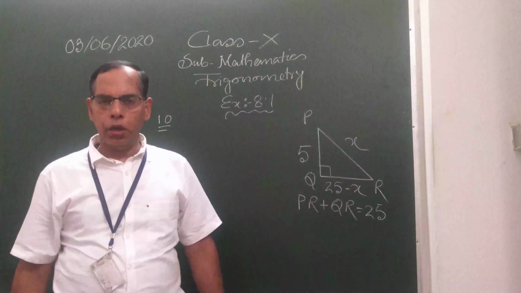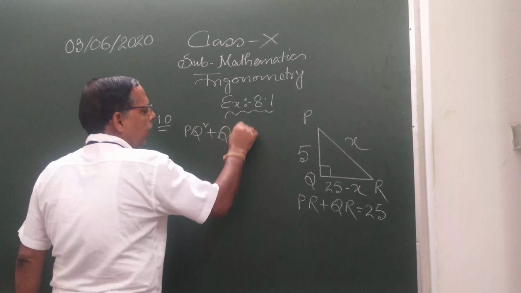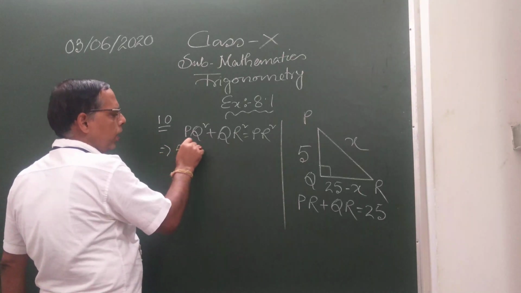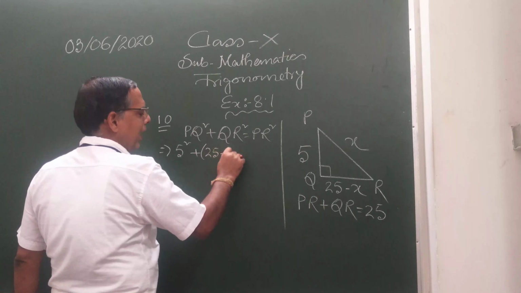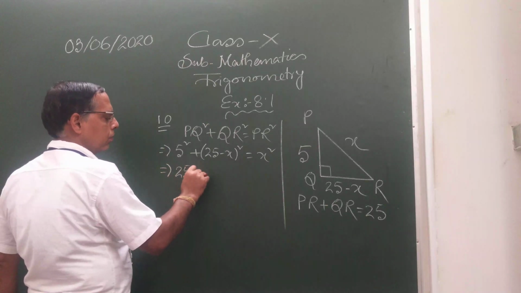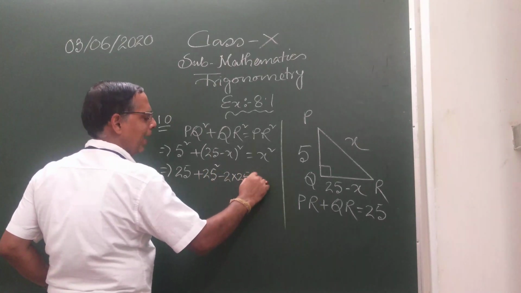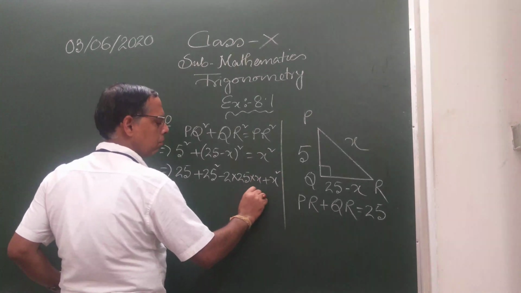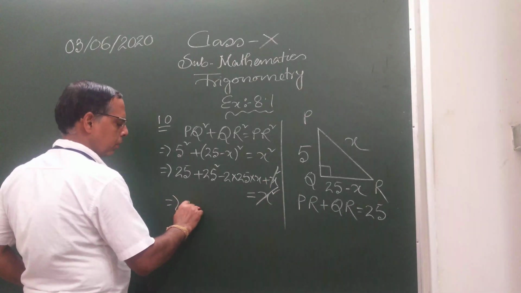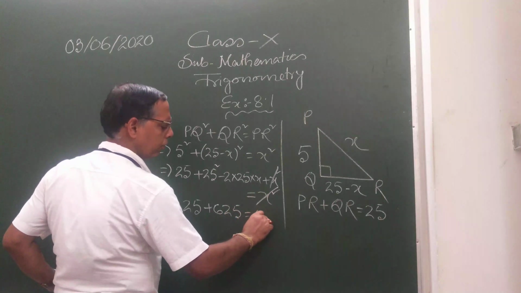Now we'll use the Pythagoras theorem. According to the Pythagoras theorem, PQ square plus QR square equal to PR square. Now substitute the values. 5 square plus (25 minus x) square equal to x square. Then 25 plus 25 square minus 2 into 25 into x plus x square equal to x square. Now x square cancels. Then how much will we get? 25 plus 625 equal to 50x.